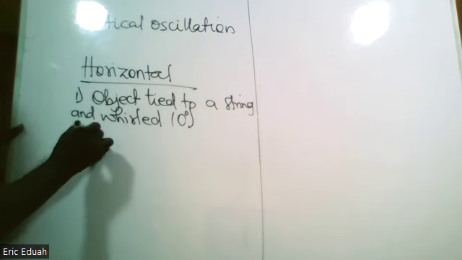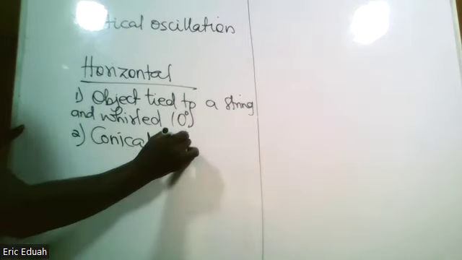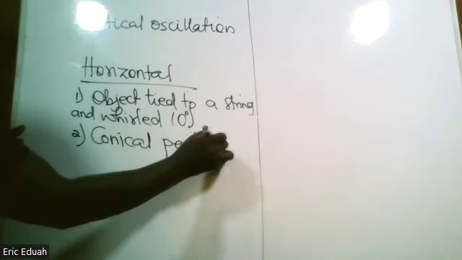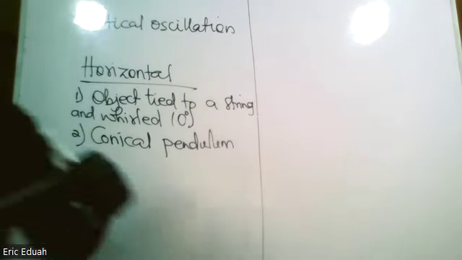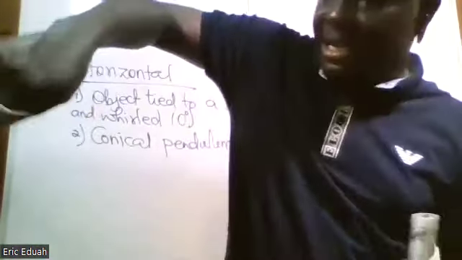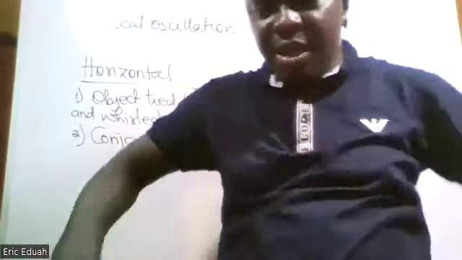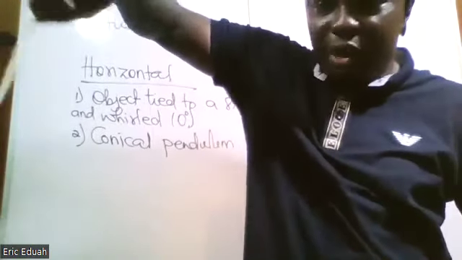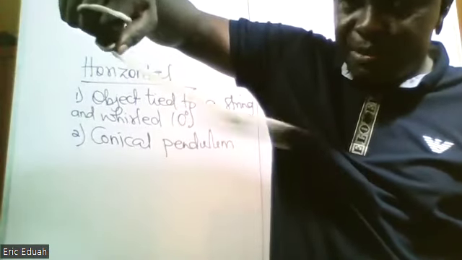Then 2, conical pendulum is another form of horizontal revolution. So in the first one, as I demonstrated, the object revolves along the horizontal plane. In conical pendulum, the angle theta is involved and the object revolves and cuts the shape of a cone.